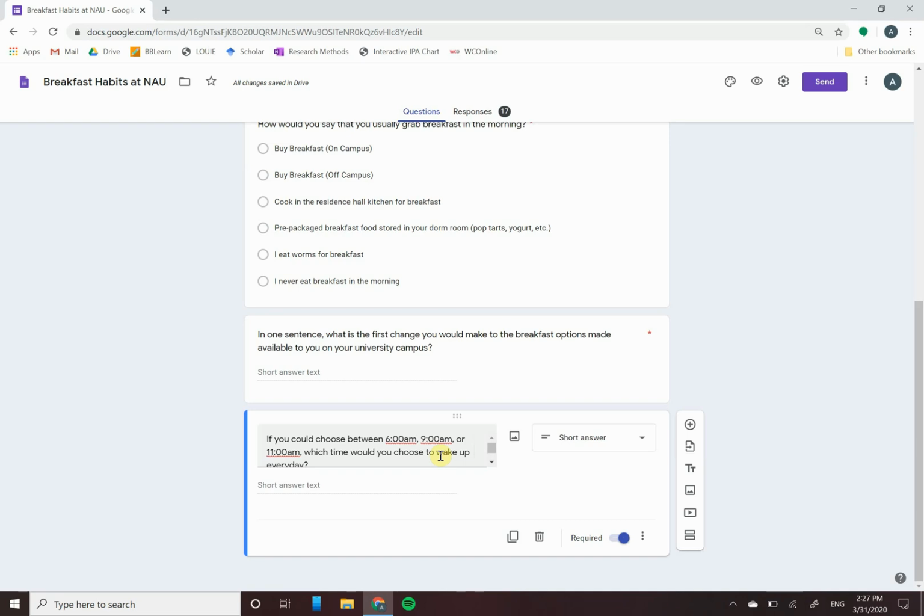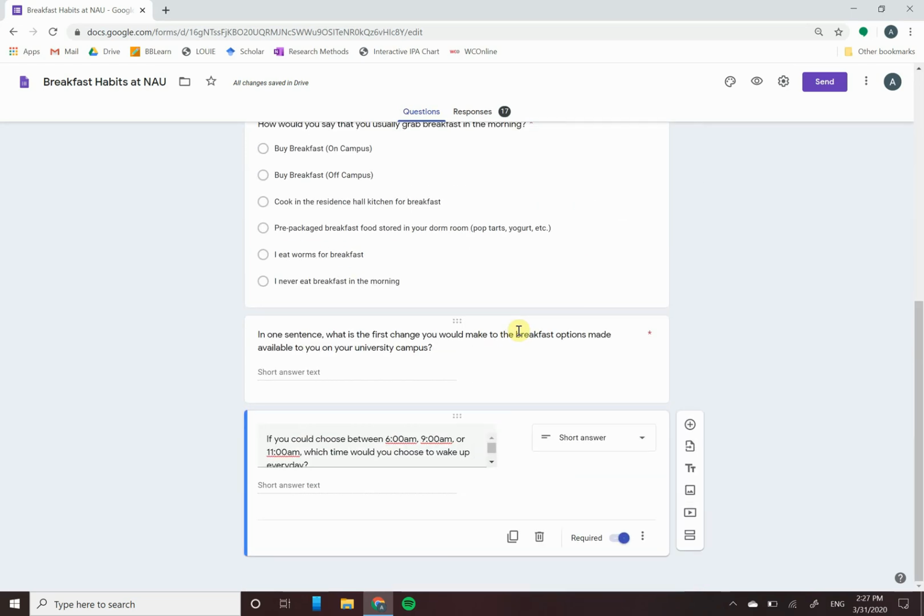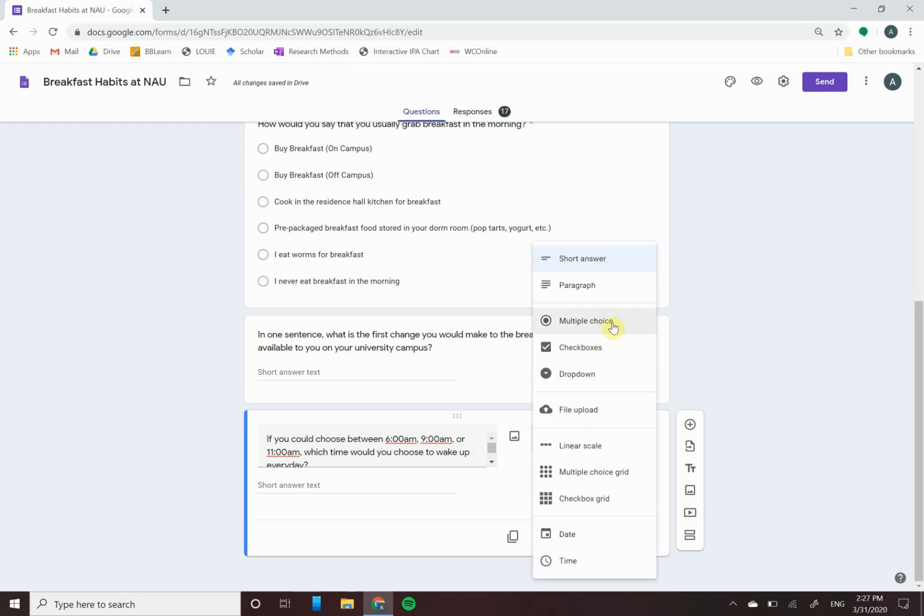If you could choose between 6 a.m., 9 a.m., or 11 a.m., which time would you choose to wake up every day? Now, is this question getting at information that I really want to learn about in terms of the breakfast habits at NAU? Maybe, maybe not. What I'd like for all of us to recognize here is that the people who read this question should understand that there are only 3 options. But immediately, as a survey creator, you might consider, well, if there's only 3 options, why wouldn't I just change this to a multiple choice question?